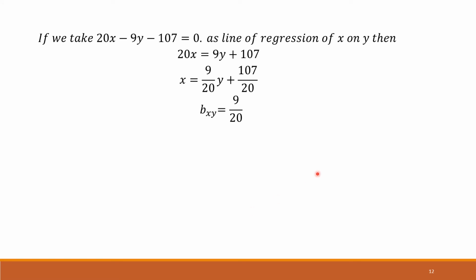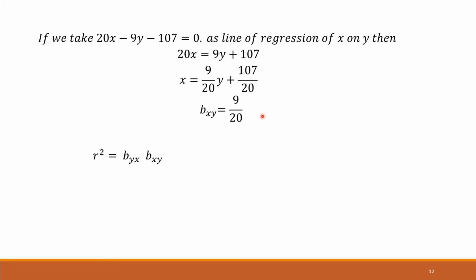Similarly, the second equation is a line of regression of x on y. Keeping x on the left hand side and y on the right hand side, we write x is equal to 9 by 20 y plus 107 by 20. The coefficient of y is 9 by 20, so bxy is 9 by 20. So both byx and bxy are less than 1.